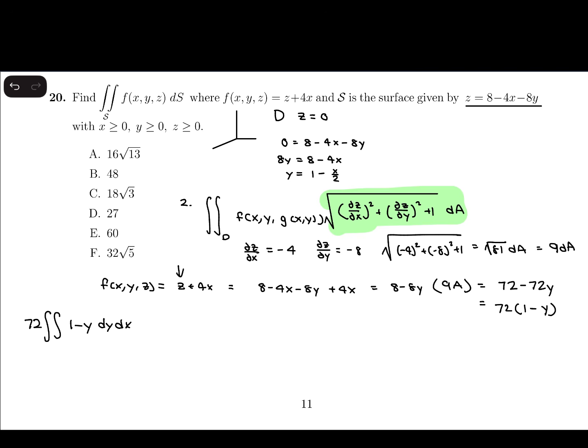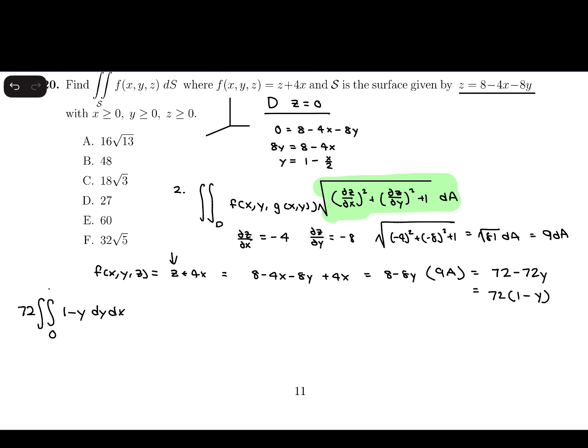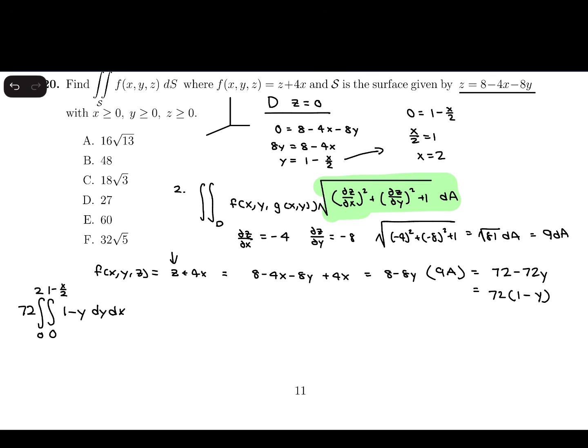dx. Now, I already told you that in this case, since we're taking this projection here, our bounds for y are just between 0 and 1 minus x over 2. If you want to find what x is, in this case, set y equal to 0. So y is 0 now, 1 minus x over 2. So you get x over 2 is equal to 1, which means that x is equal to 2, which is x's upper bound. Just means you go from 0 to 2.